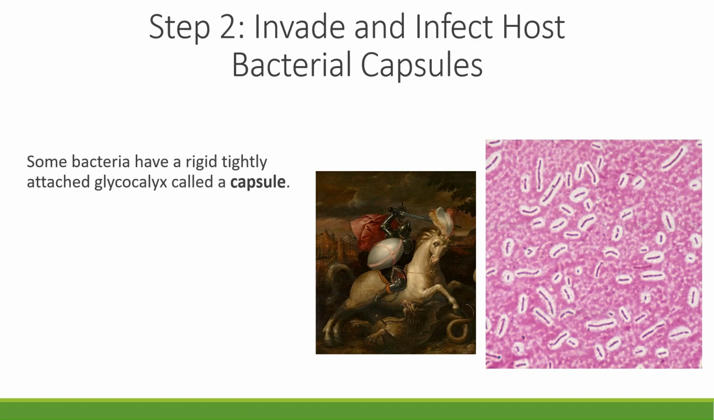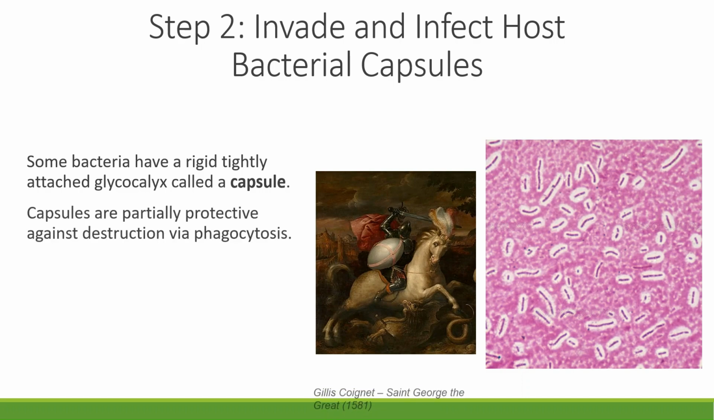In other words, you might use the analogy of thinking of a bacterium as a medieval knight. Without armor, it's vulnerable to enemy attacks, or phagocytosis. But if it wears a capsule, it becomes heavily armored and protected, much like a knight, and can evade destruction. And this is how Streptococcus pneumoniae is able to survive inside of the body.